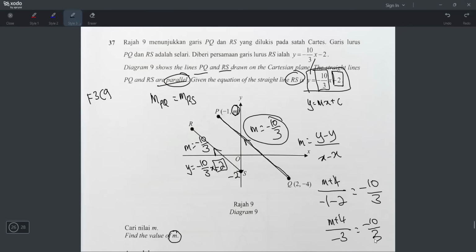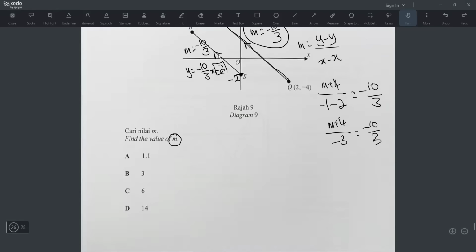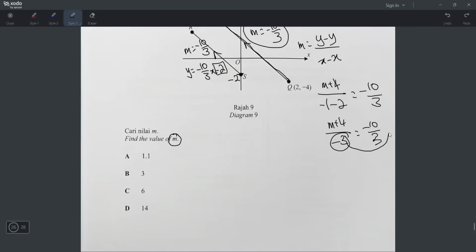For this, I will not darab silang, I will not cross multiply, because my m duduk atas. Instead, I will just pindah the negative 3 jadi darab, and then pindah the 4 jadi minus, then siap already. So m plus 4 equals negative 10 over 3 times negative 3. A negative number times a negative number gives you positive, and 10 over 3 times 3, the 3 can cut, left with 10. So m plus 4 equals 10, so m equals 10 minus 4, which is 6. So C is the answer.